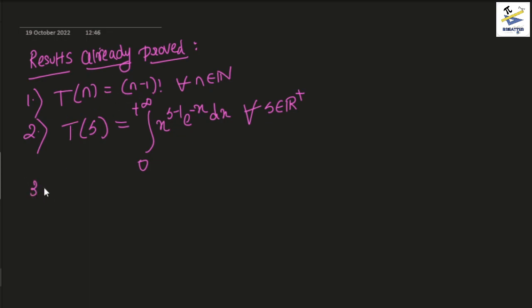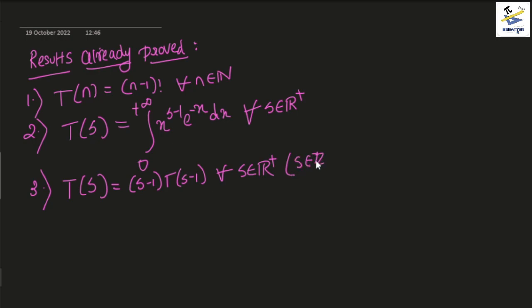Number 3: we found that gamma of s is equal to (s minus 1) times gamma of (s minus 1) for all s belonging to the positive reals. Just understand that this is also true for complex numbers, s belonging to the complex numbers without 0, because we do not include the number 0 inside the gamma function, since that is basically infinity. Right, so this is a summary of whatever we did in the previous lectures.